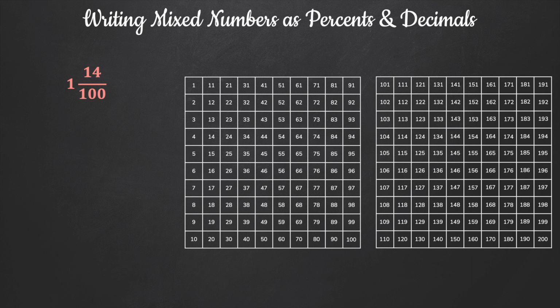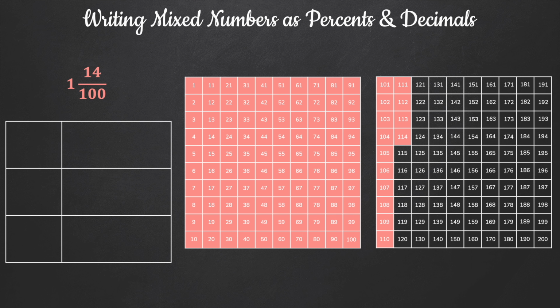So to start us off, we have 1 and 14 over 100. That means that we're going to shade in one entire 10 by 10 grid and then 14 of our additional 10 by 10 grid. So as a fraction, we already have the mixed number 1 and 14 over 100. However, we can simplify this. We ask ourselves, what is the biggest number we could divide 14 and 100 by? And that would be 2. So 14 divided by 2 is equal to 7, and 100 divided by 2 is equal to 50. So 1 and 14 over 100 is equal to 1 and 7 over 50.